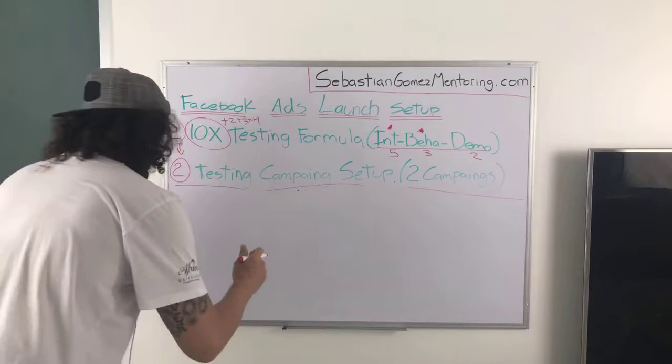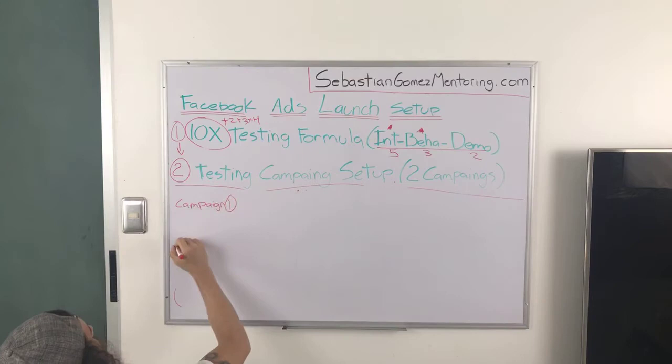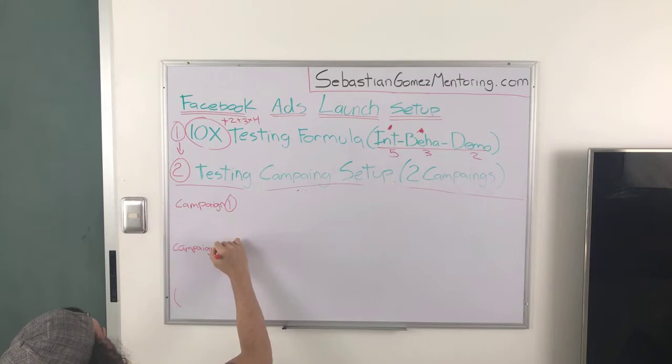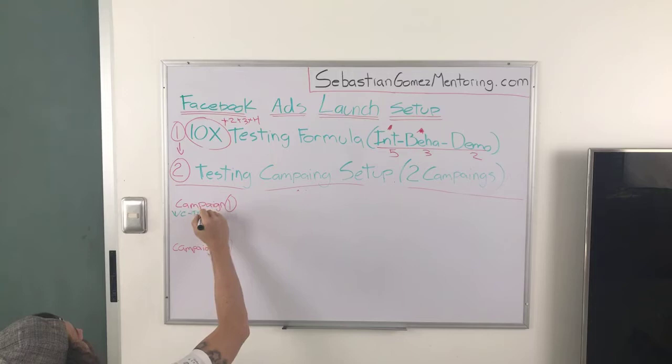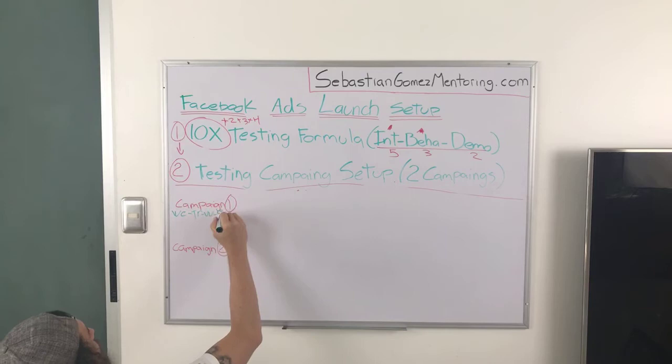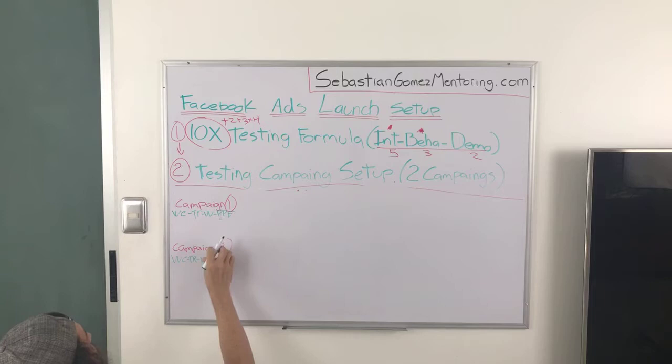Okay, so we're gonna have campaign one and we're gonna have campaign two. So what are we going to do with this campaign? Of course, this can be website conversions, this can be traffic, this can be video views, this can be PPE, depending on your research. It's the exact same thing, okay? Website conversions, traffic, video views, PPE, etc.